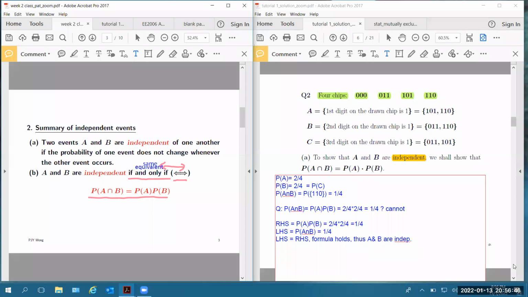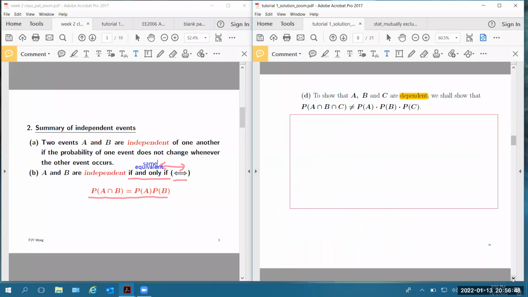Okay, so now let's go to part D here. To show that A, B, C are dependent, we are going to show that the probability of A and B and C is not equal to the product. This is generalized from here. Here only 2, but when you have 3, it's also the same thing, it's a product. So dependent means you will show that this is not equal. Is that okay? Let's go and do this.